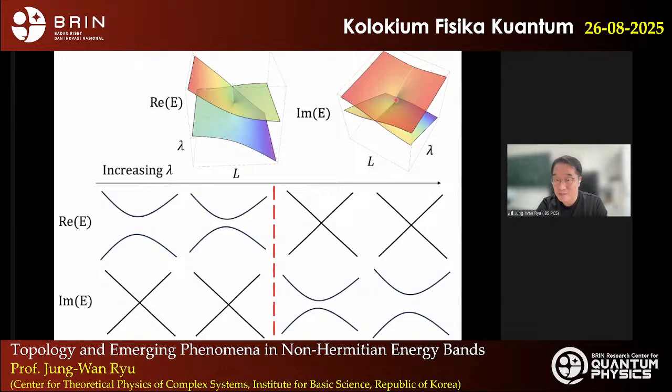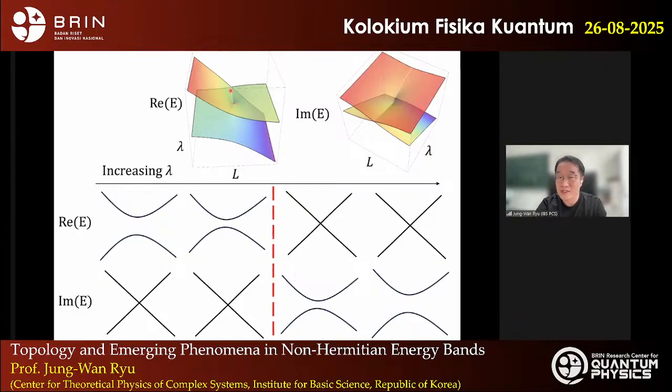The imaginary parts are the same, so this is a non-Hermitian degenerate point. We call this an exceptional point. And there are branch cuts, a real branch cut and an imaginary branch cut. But on this line, the imaginary parts are different, so this is not a degenerate point. So the only degenerate point is this point.